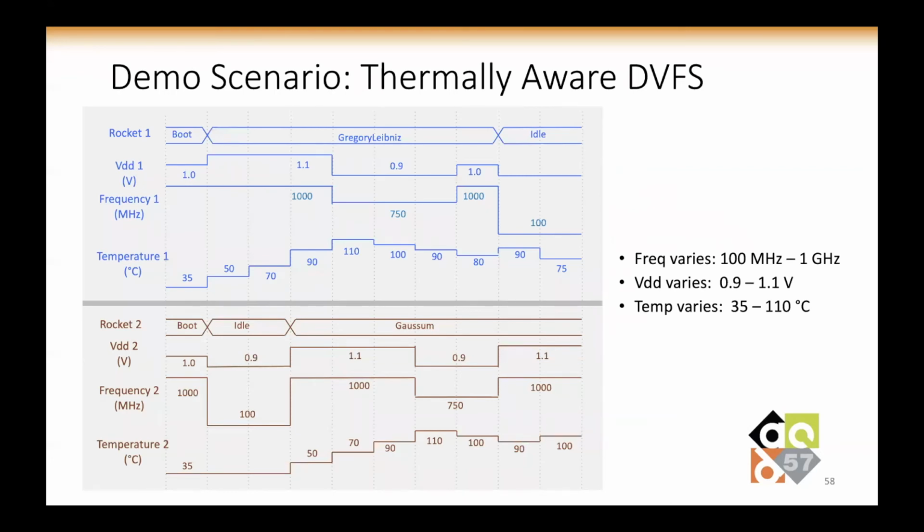The demonstration scenario is as shown here. Basically, a thermally aware DVFS system in which the operating voltage, frequency, and junction temperatures vary with each time slice. 4 different workloads are used in this analysis, which computes power for each of the 10 unique scenarios. We'll vary the frequency from 100 megahertz to 1 gigahertz, the supply voltage from 0.9 of a volt to 1.1 volts, and junction temperatures from 35 to 110 degrees C. Now, you might want to think about how you do all this with conventional tools or a spreadsheet.